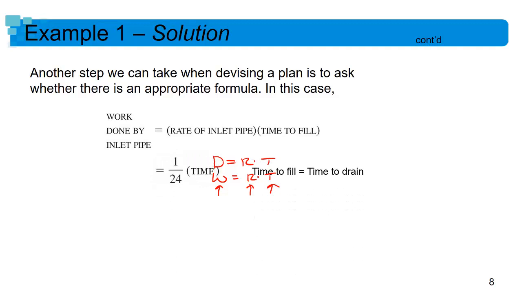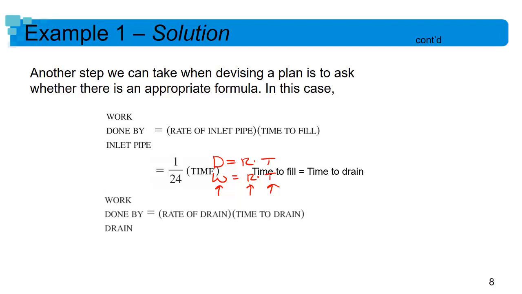Oftentimes you can figure out a rate by doing simple math: work equals rate times time, so the rate equals work divided by time. So the one job, filling one pool, divided by the 24 hours it takes, tells you that the rate at which it fills is 1/24th. And time is always constant here. It takes the same time because we start a stopwatch and it goes. That's what I mean by time to fill equals time to drain. It means those two things are running at the same time.